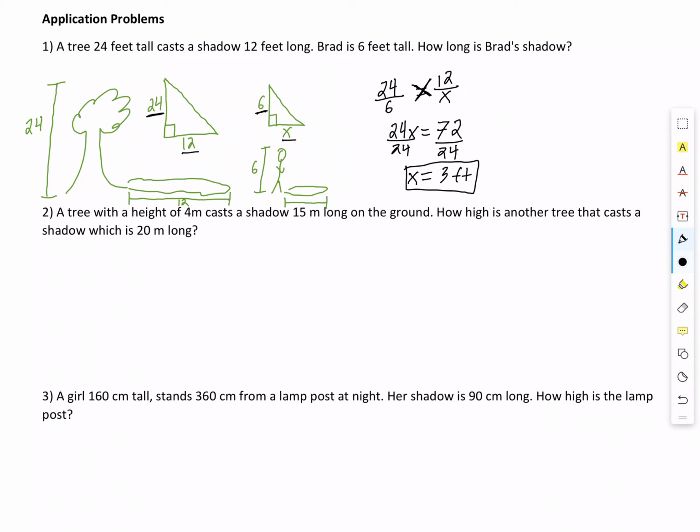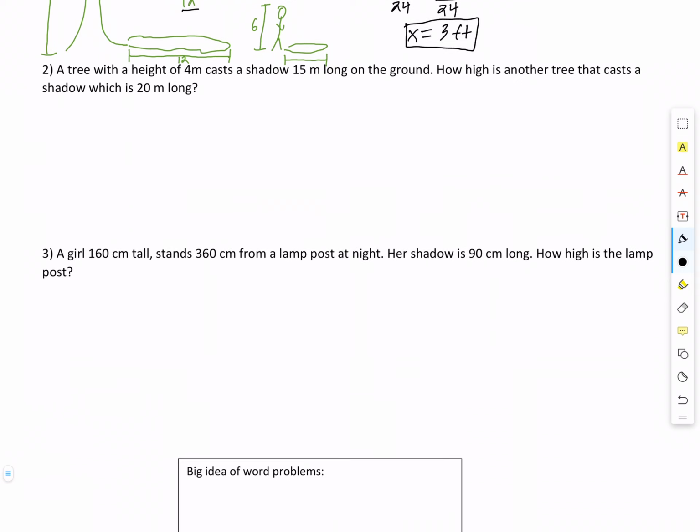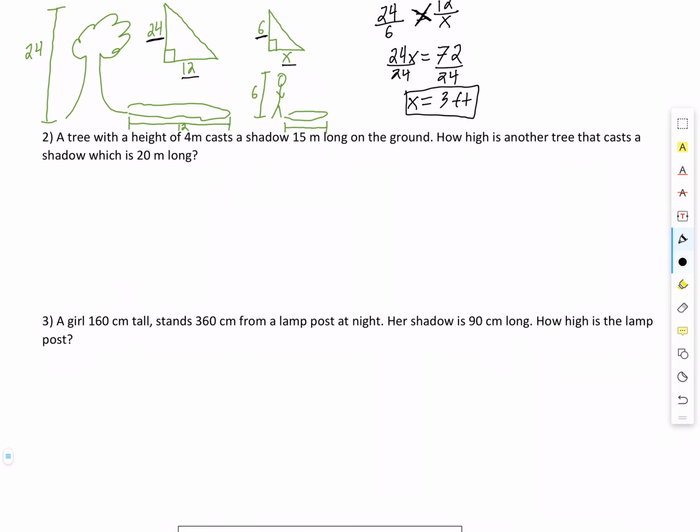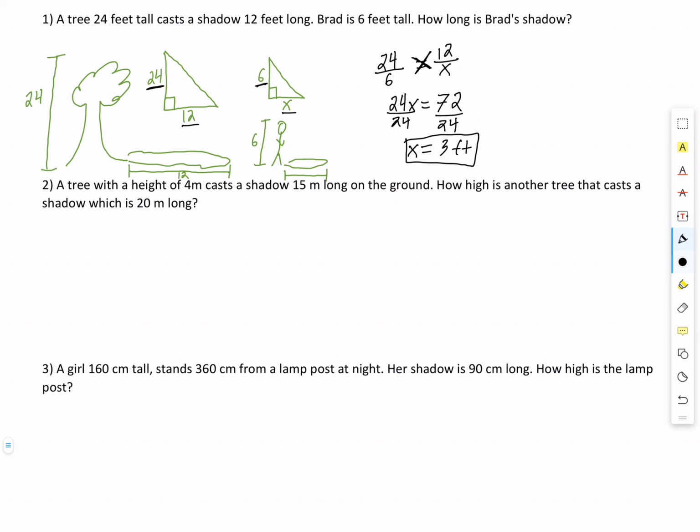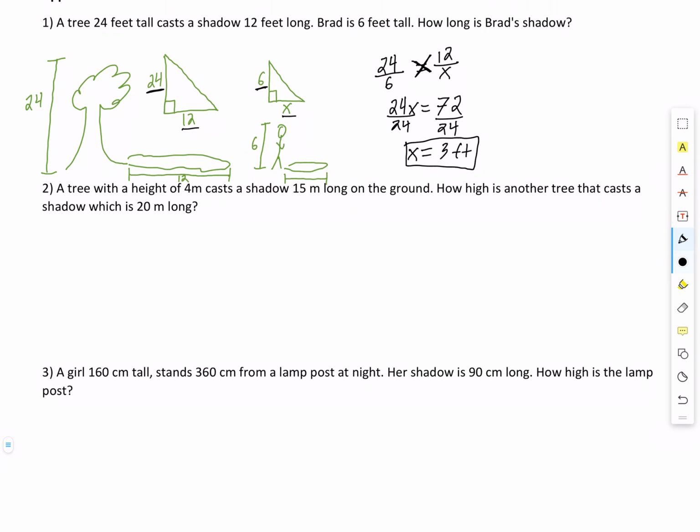Okay, so that's basically what we're going to be doing with these ones. Let's go ahead. Let's go number 2. Okay. So let's go ahead and make these triangles. So we can, instead of maybe drawing the tree, let's just go ahead and make the triangles now. So a tree with a height of 4 meters, so that's going to be 4, casts a shadow that's 15 meters long. So maybe the sun is lower, don't know. So we got that triangle there.